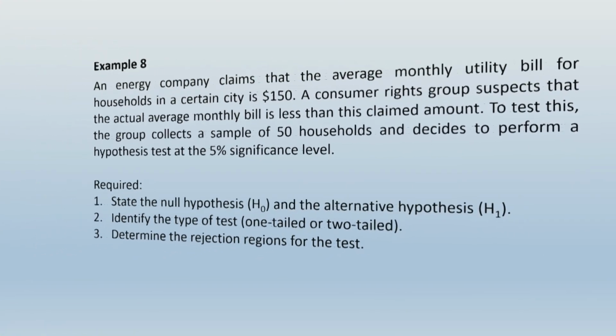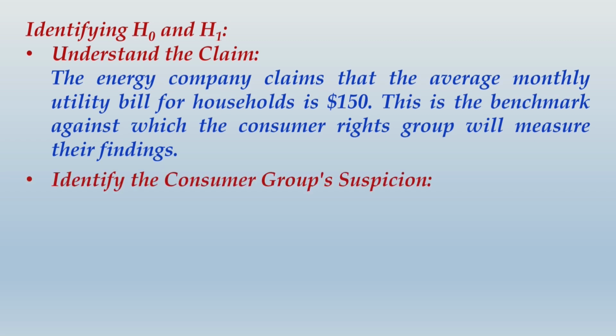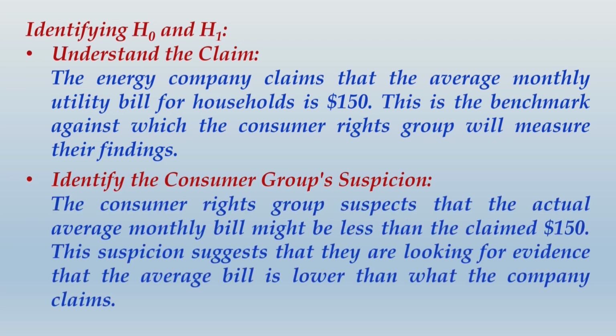So in your solution, you first write the heading identifying H0 and H1. First you understand the claim. The energy company claims that the average monthly utility bill for a household is $150. This is the benchmark against which the consumer rights group will measure their findings. Identify the consumer group's suspicion. The consumer rights group suspects that the actual average monthly bill might be less than the claimed $150. The suspicion suggests that they are looking for evidence that the average bill is lower than what the company claims.